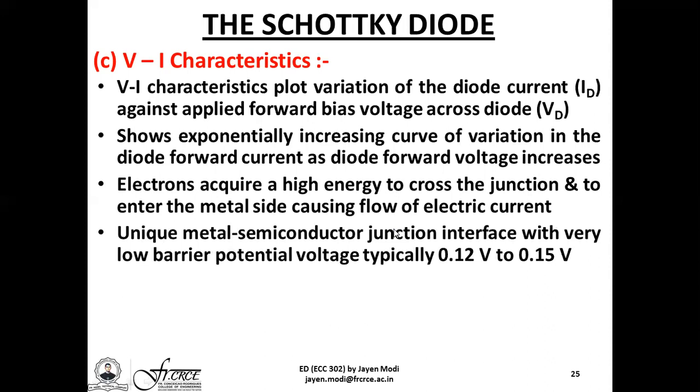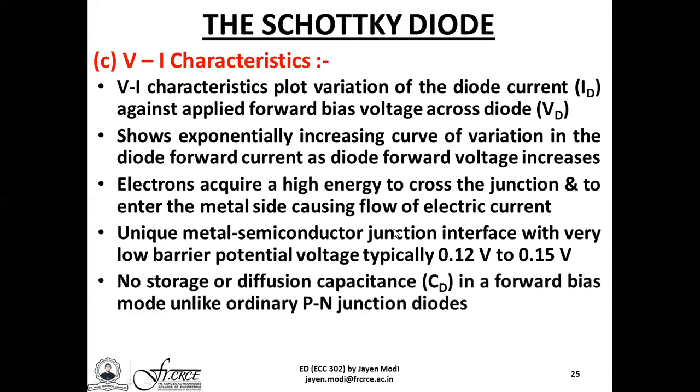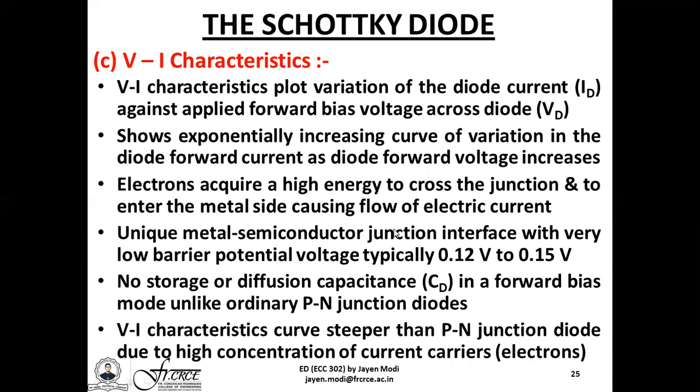This unique metal semiconductor junction interface with a very low Schottky barrier potential gives a forward voltage of only 0.12 to 0.15 V, that is still extremely less as compared to an ordinary PN junction diode. There is no storage or diffusion capacitance CD in the forward bias mode of operation, unlike ordinary PN junction diodes. The VI characteristics curve is far steeper than the PN junction diode due to the high concentration of the current carriers, that is the electrons.